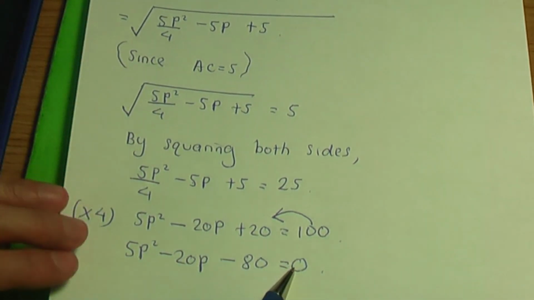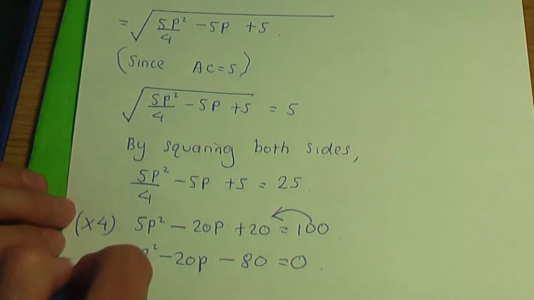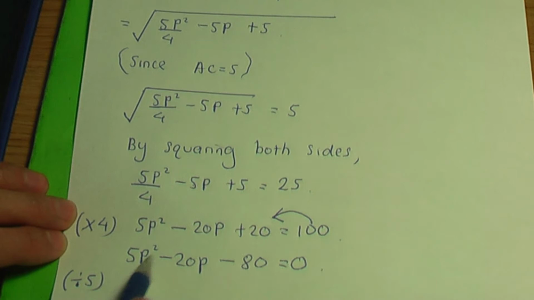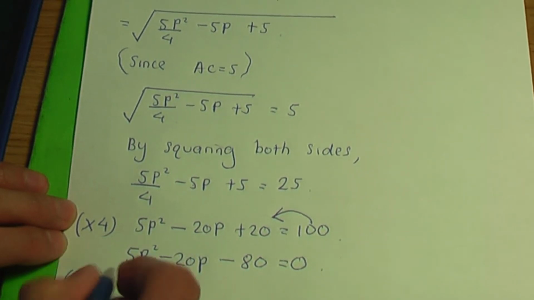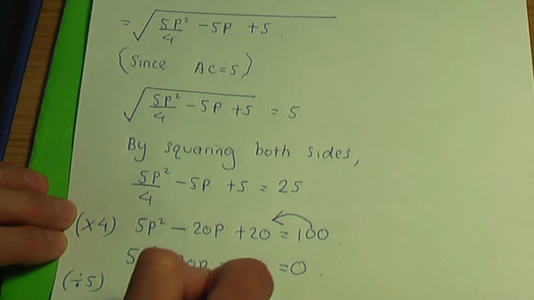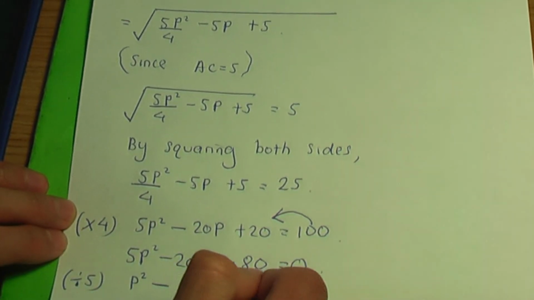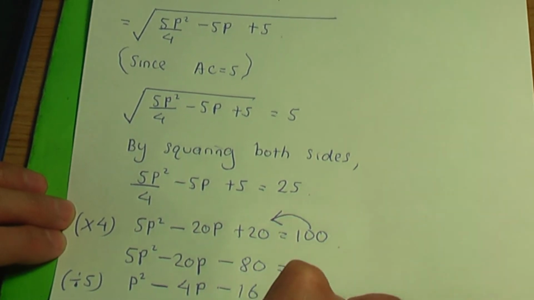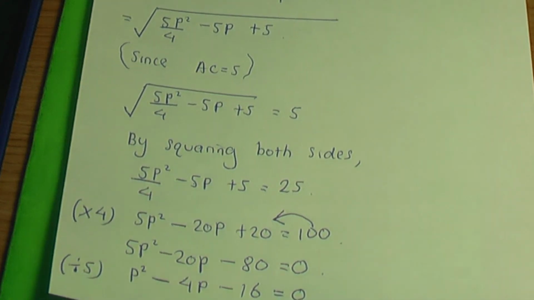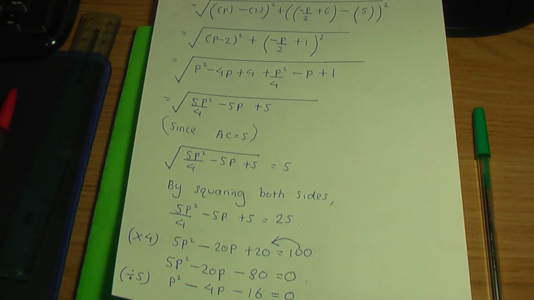Now we can simplify this quadratic by dividing by 5. If I divide every single term by 5, even the term on the right hand side, 5p squared over 5 is p squared, minus 20p divided by 5 is 4p, minus 80 divided by 5 is minus 16, and that is equal to 0. So if we go back to the screenshot, that is the quadratic that we need to show: p squared minus 4p minus 16 is equal to 0. And if we go back to the paper and pen, we have that particular quadratic. So that solves part D, and that solves the entire question.